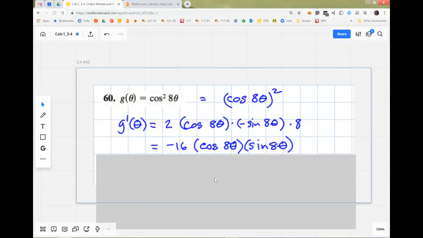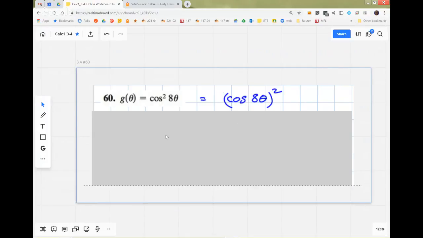Then, for overall simplification, 8 times 2, and we've got a negative, so I threw the negative out in front. Comments or questions? All right.